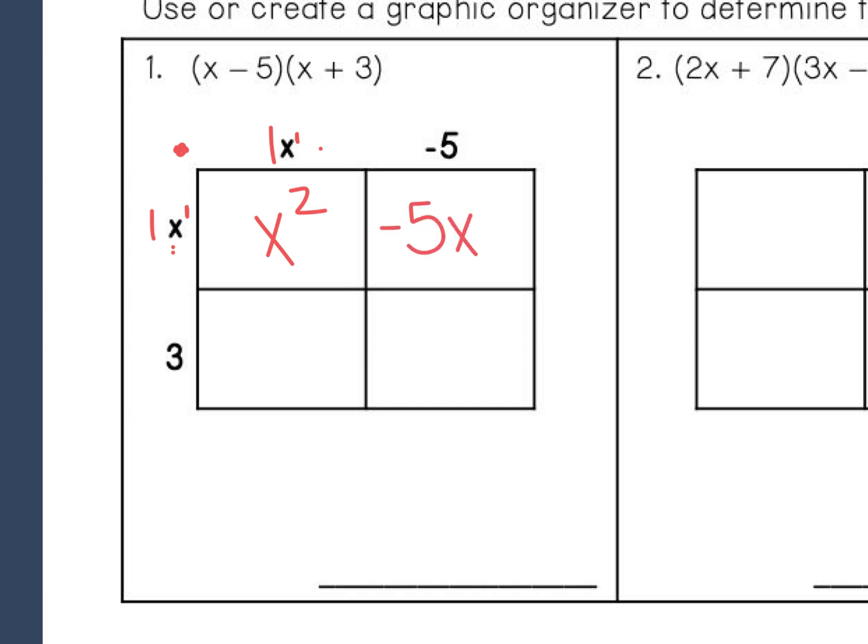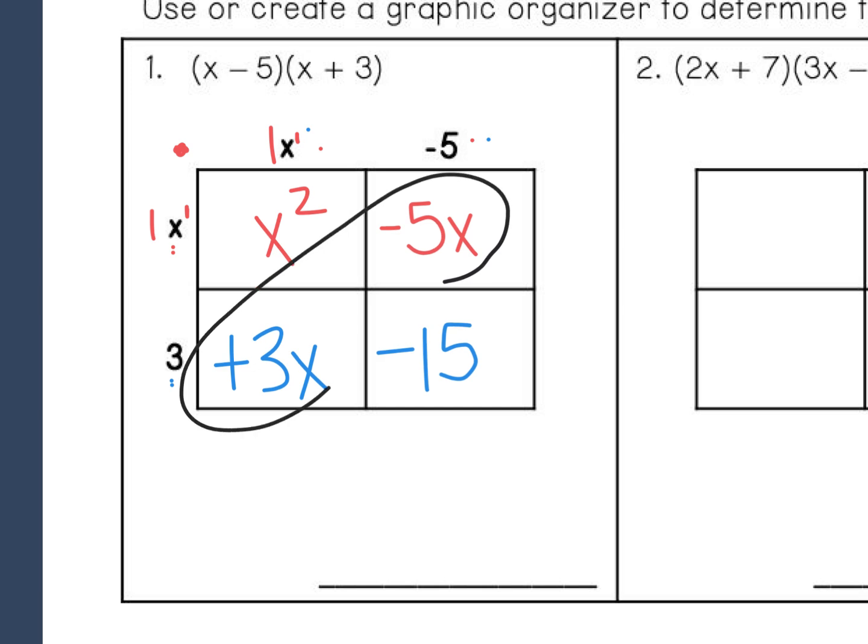Negative 5x. So for the second row, now we're looking at 3 times that x. So positive, put a plus sign because it is a positive. Signs are important here. And then 3 times negative 5, a positive times a negative is a negative. Now, when you look at the Punnett square, the nice thing is that about 95% of the time, your like terms are going to be diagonal, for you to go ahead and collect.